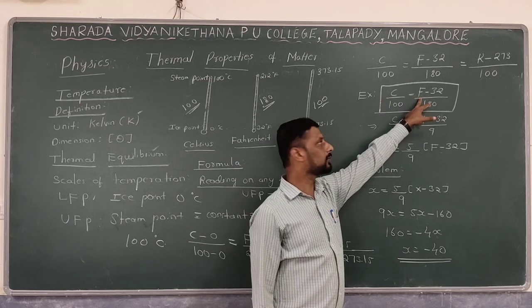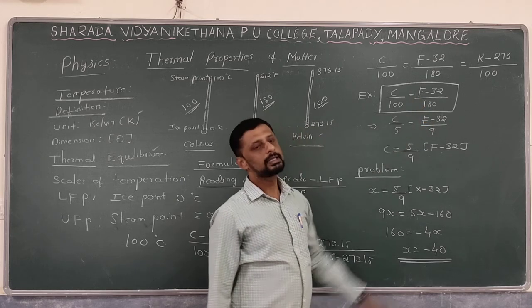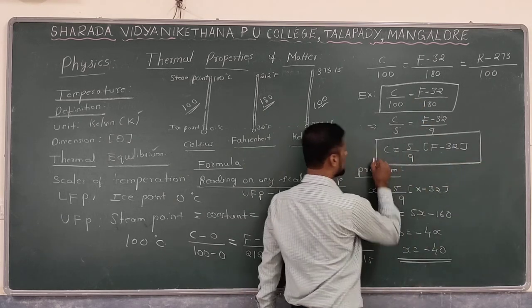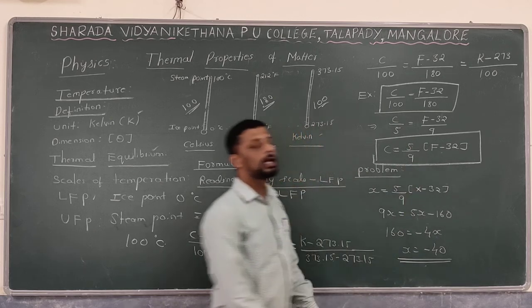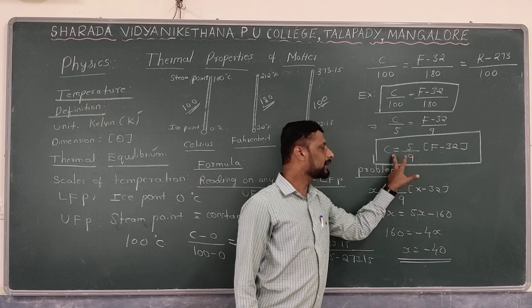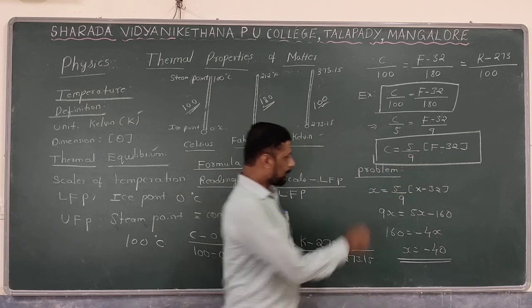At the same time, if you know the temperature in degrees Fahrenheit, then you can convert it into Celsius by using this formula: C = 5/9 × (F - 32). If you know the temperature in degrees Fahrenheit, you can convert it into which scale? Celsius scale. So now there is a problem.